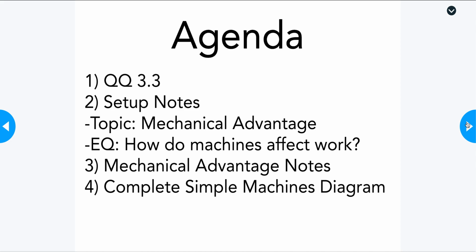All right, here's our agenda for the day, folks. I want you to go ahead and make sure that you take Quick Quiz 3.3, which is going to count as your attendance for the day. After that, I want you to go ahead and set up your notes. Our topic for today is mechanical advantage, and our essential question is, how do machines affect work? After that, we're going to go ahead and take notes on mechanical advantage, and at the end of all of this, I'm going to want to make sure that you complete the simple machines diagram that we are going to fill out today. So go ahead and pause the video, take your quick quiz, and get your notes set up, and then come on back.